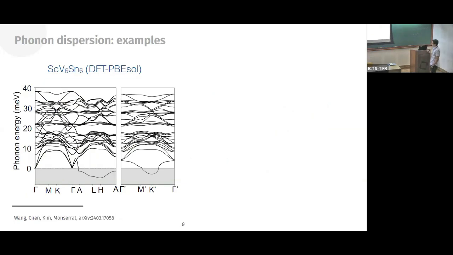However, there are some examples, and I'll talk more about this later on, but one of them is this Kagome bilayer, scandium vanadium tin, where if you do this phonon calculation, what you find is that there are some modes which have imaginary frequencies. And the reason why you have imaginary frequencies is because the Hessian has negative eigenvalues, so omega squared is negative, and that gives you imaginary frequencies.